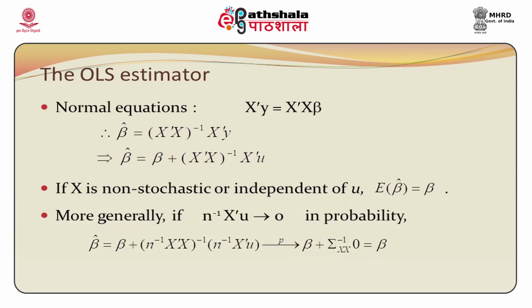More generally, if you look at the condition that 1 by n x prime u tends in probability to 0, which is what happens if x and u are uncorrelated, then for large samples beta hat would be tending to beta, because the second term would go to sigma inverse xx, the dispersion matrix of x, into 0, since x prime u divided by n goes to 0, and therefore it would be tending to beta.